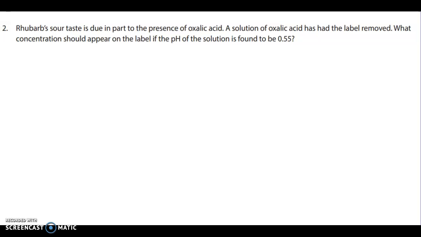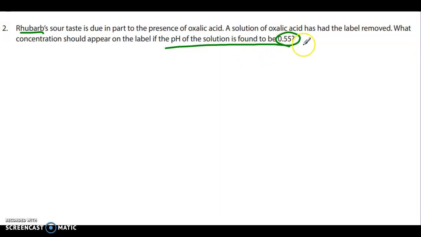Okay, so the next two here are actually pretty much identical to that first one that we just did at the end of the last part of the video. So here they're telling us a little story about rhubarb's sour taste. We have a solution of oxalic acid. What concentration should appear on the label if the pH of the solution is this? I'm not going to show every single step here just because it is so similar to the other one.